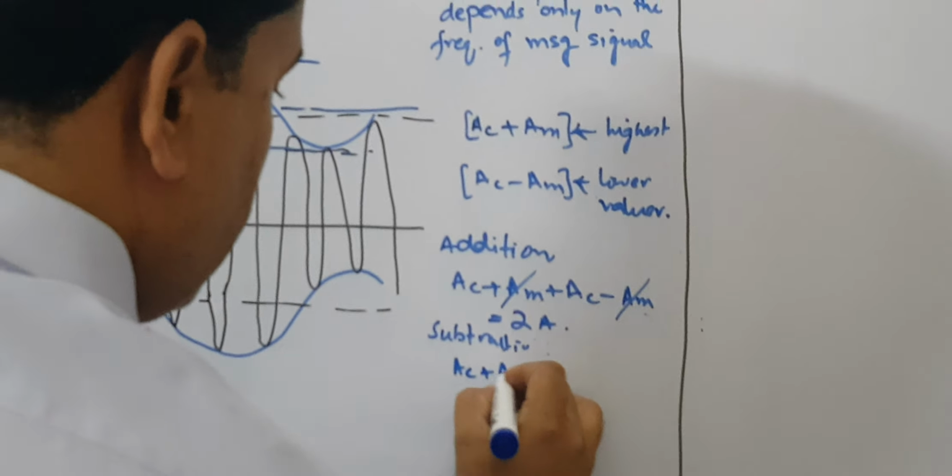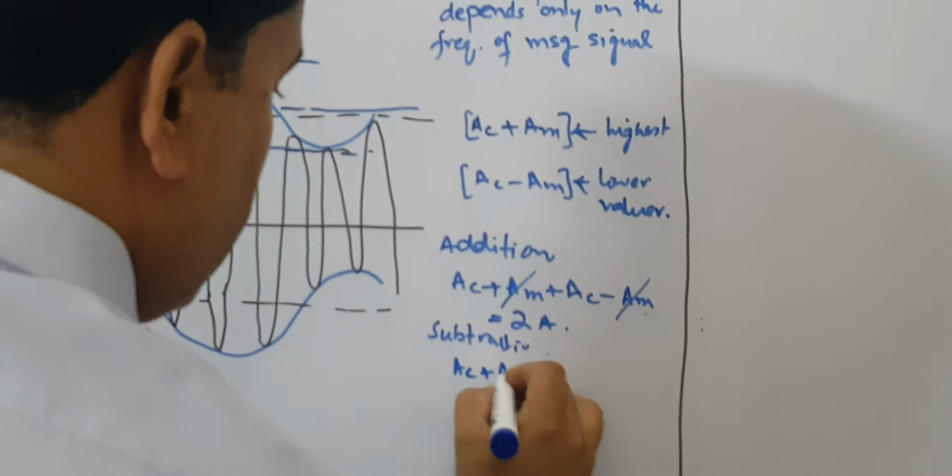So what is AM? AM is equal to E max minus E min divided by 2, and AC is E max plus E min divided by 2. The result will be E max minus E min divided by E max plus E min. So these two 2s will be cancelled out. This is the modulation index of the signal.